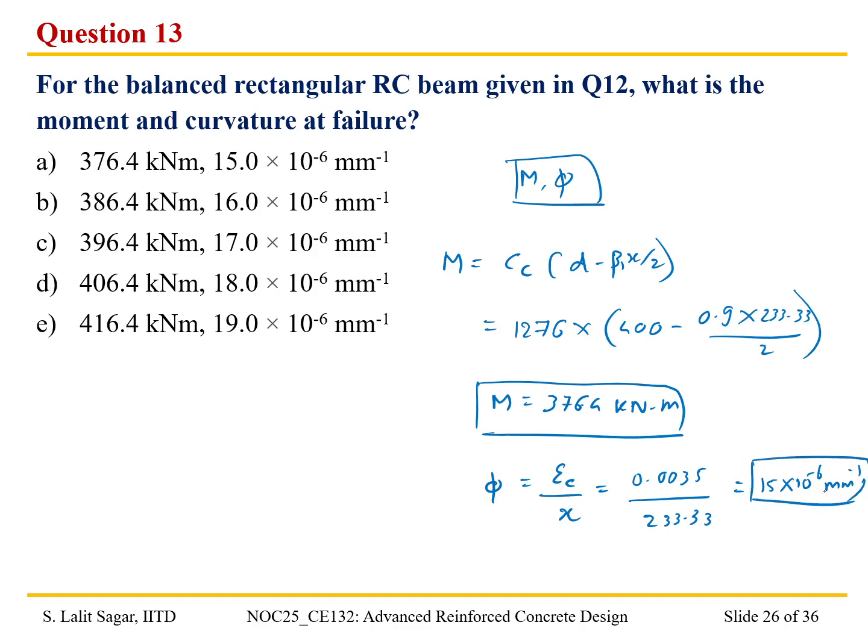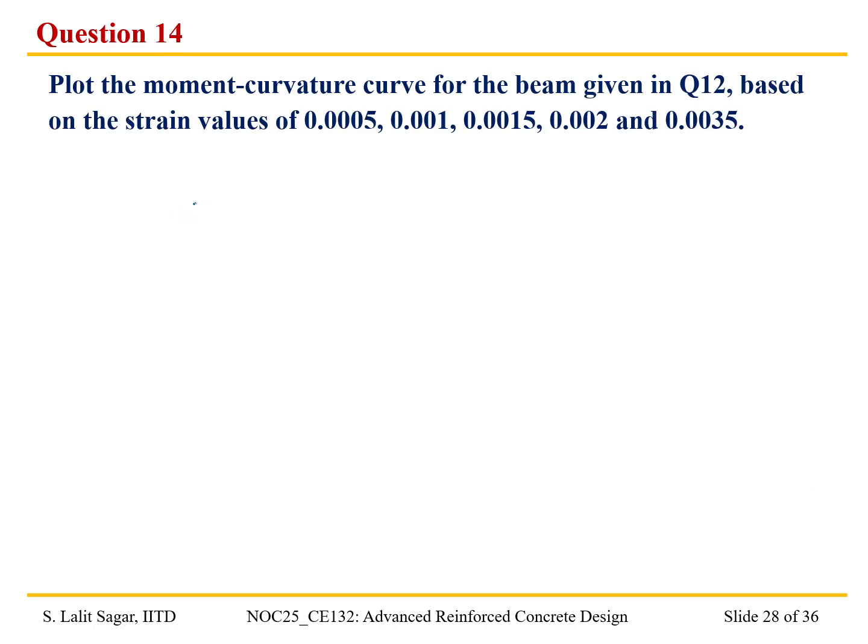Upon solving this, we get the value of M is 376.4 and phi is 15.06 into 10 to the power minus 6 per millimeter. So option A is the correct response. We have 20 minutes and another 5 questions.